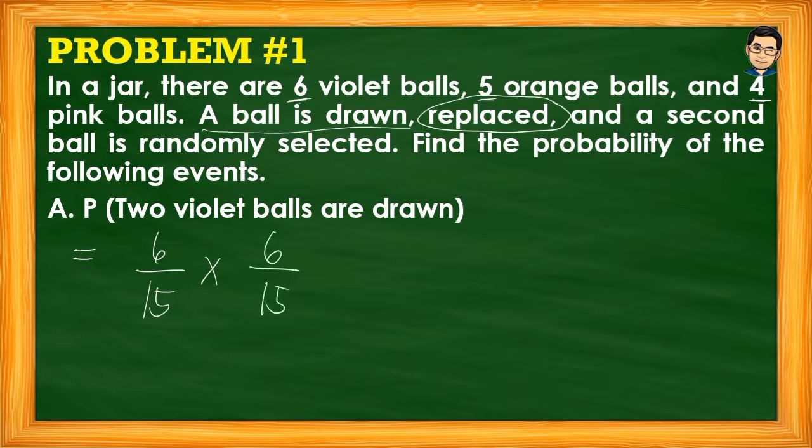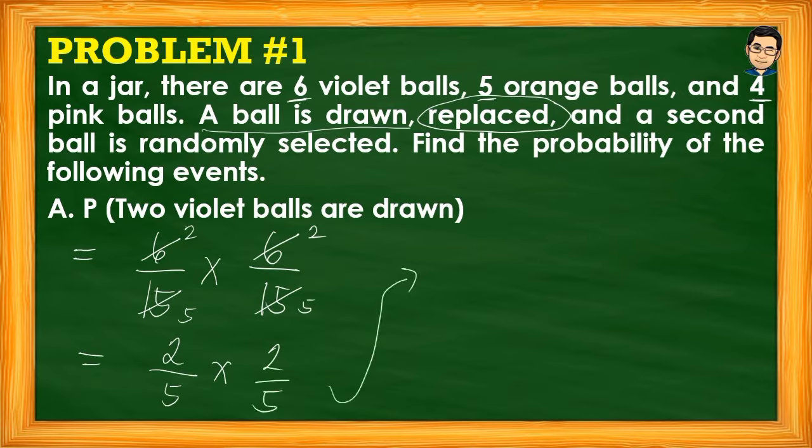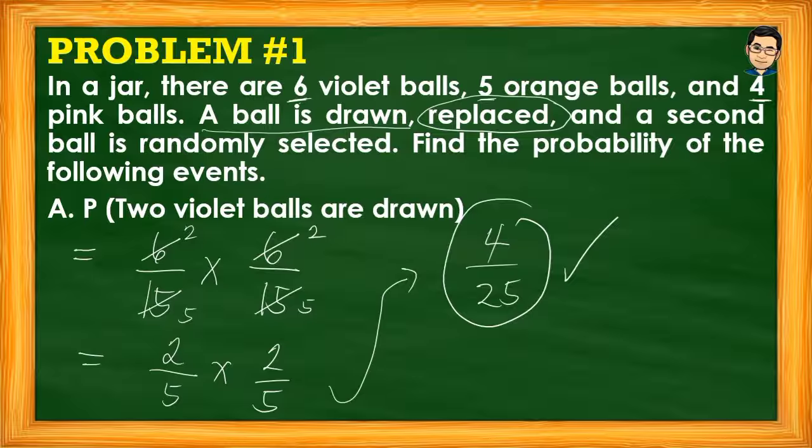Now, let's solve this. We can simplify 6/15. The GCF is 3. 6 divided by 3 is 2, and 15 divided by 3 is 5. Likewise, on the other side, it is also 2/5. So we multiply 2/5 times 2/5. Our answer will be 4/25. So what is this? This is the probability that two violet balls are drawn.